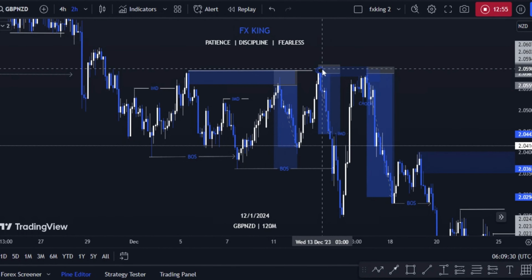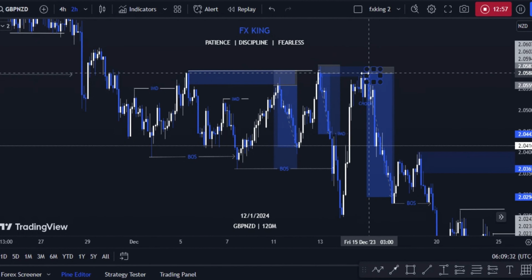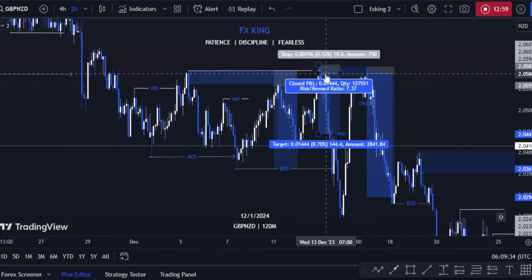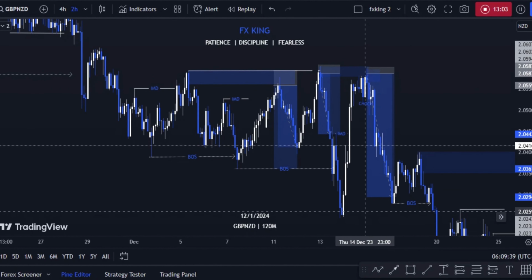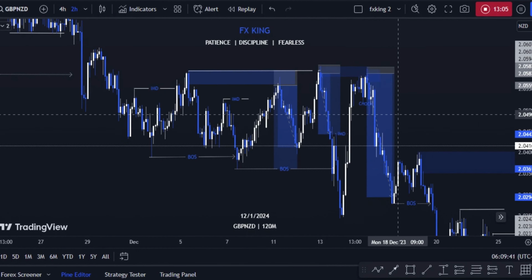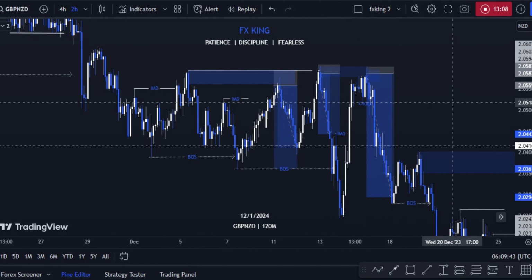This was our valid point of interest. This point of interest was a high probability, at least 80%. We sold, we targeted this low here, and we gathered a 1:18. Very simple as that.